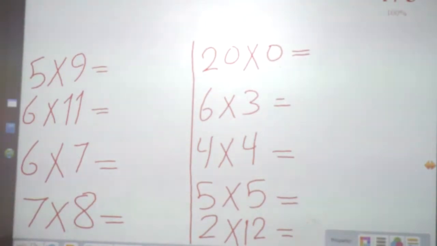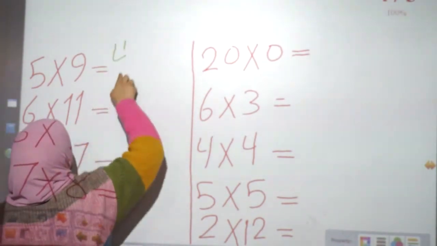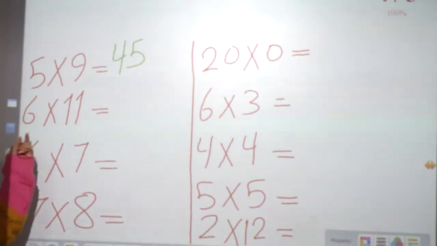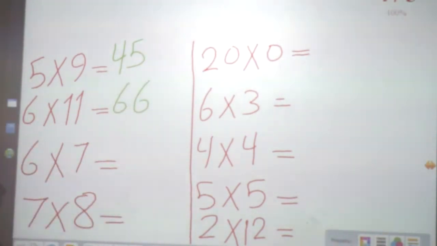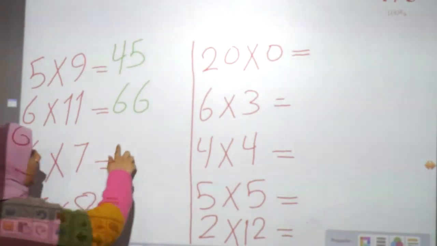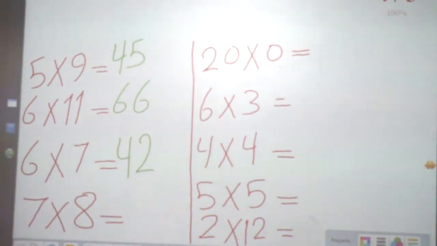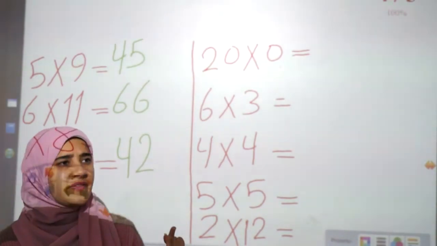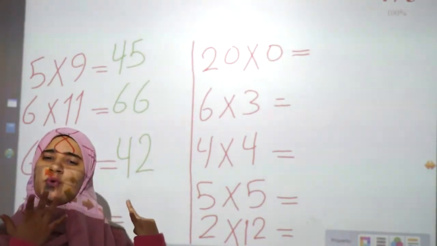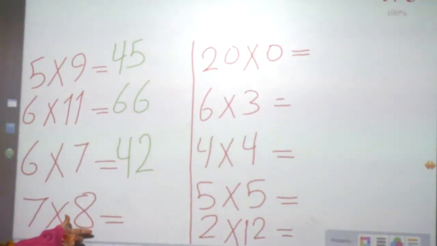Start with me. 5 times 9, 45. 6 times 11, any number times 11, I repeat the number 2 times. It will be 66. 6 times 7 or 7 times 6, the same, 42. 7 times 8, I forget it. What do I do? 7 times 7 equals 49. 49 plus 7: 50, 51, 52, 53, 54, 55, 56. So 7 times 8 will be 56. But you must save it very well.